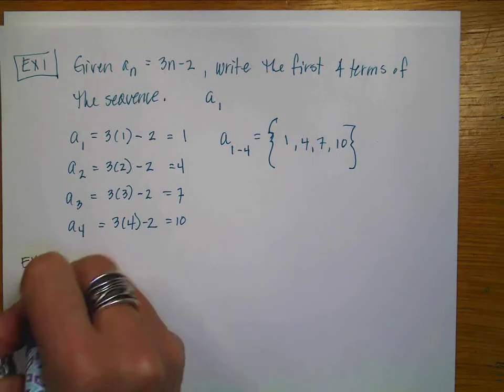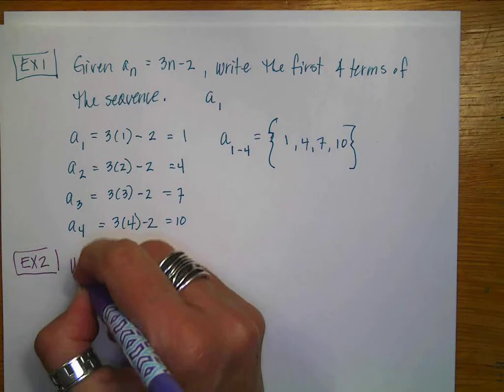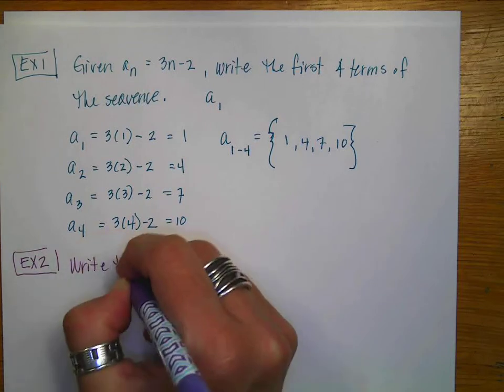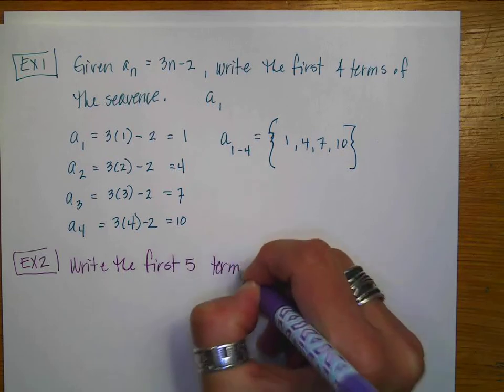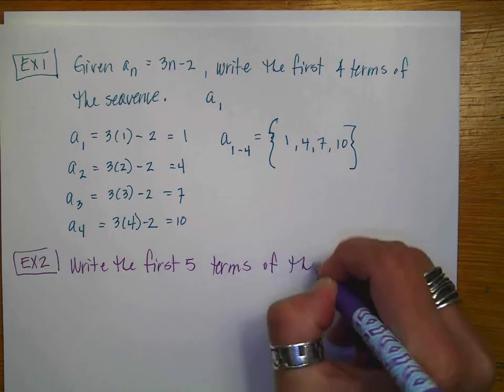Alrighty, the second example is going to say write the first 5 terms of the sequence.